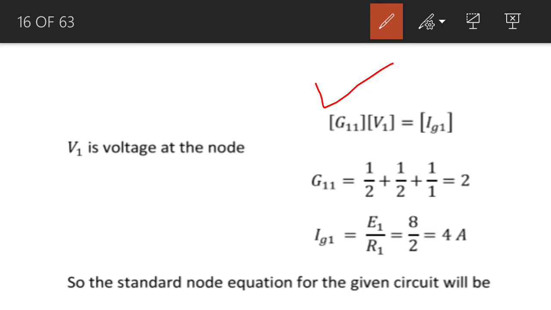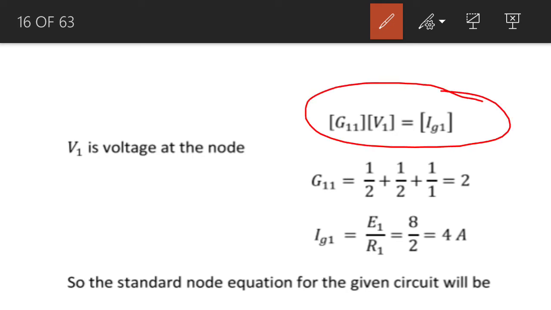V1 is the voltage at the single node, and we shall find out this voltage V1 in this particular numerical example, and once this voltage is known, we can find out the current I1, the currents I2 and I3, and we shall calculate the current IG1 as well. So these are the standard node equations for the given circuit. Let us find out G11.